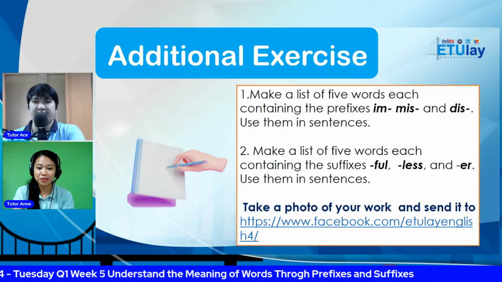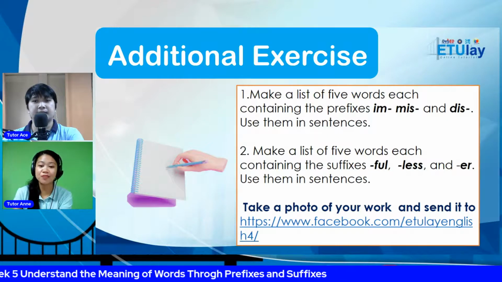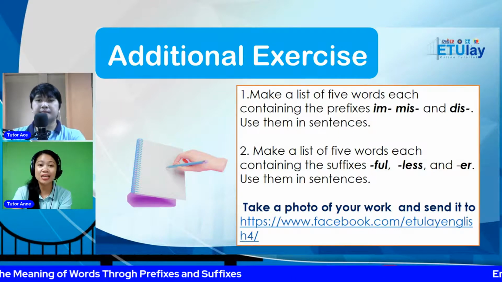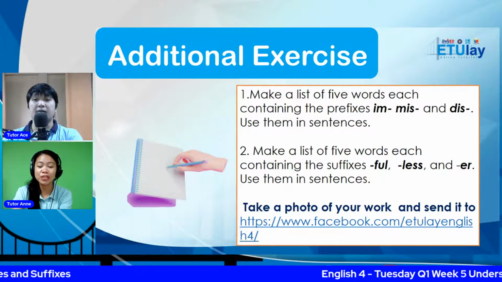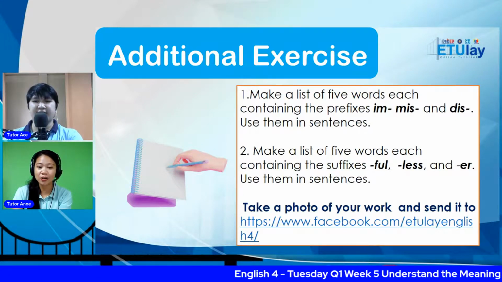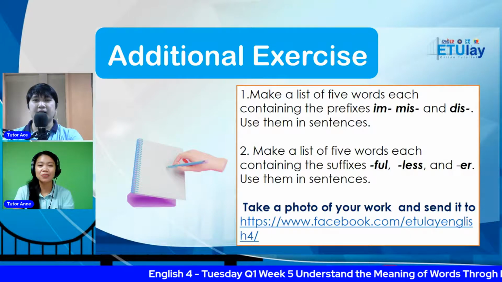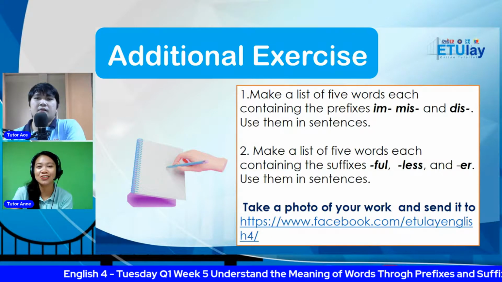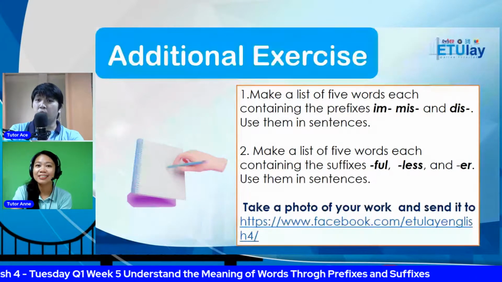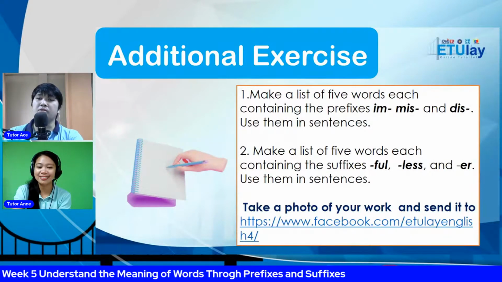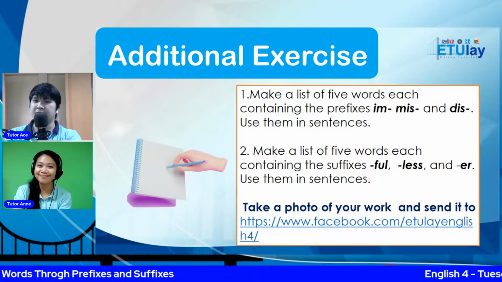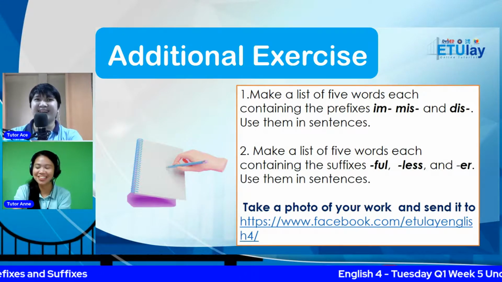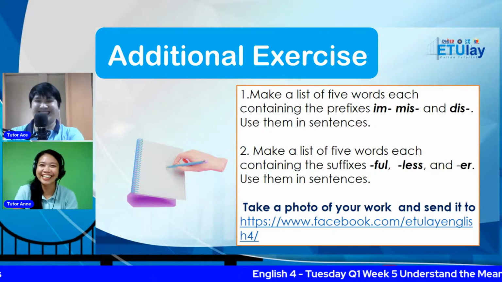And for number 2, ayan, Tutor Ace, make a list of 5 words again, each containing the suffixes naman, Tutor Ace. So, suffixes full, less, and er, then use them in sentences. So ilan lahat yun, Tutor Ace? That would be 15 for number 1 and another 15 words for number 2, which would total 30 words. Tama, Tutor Ann, ang galing mo sa math, so proud.